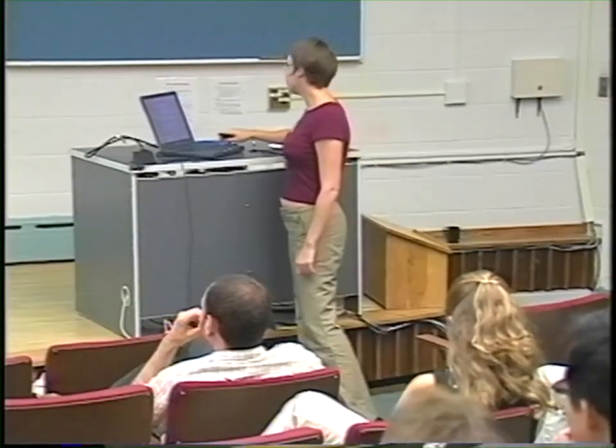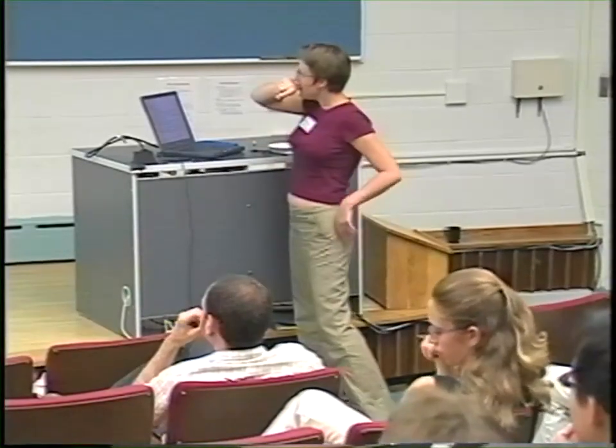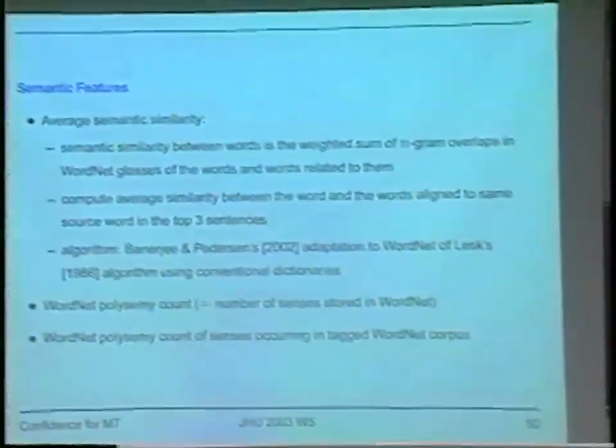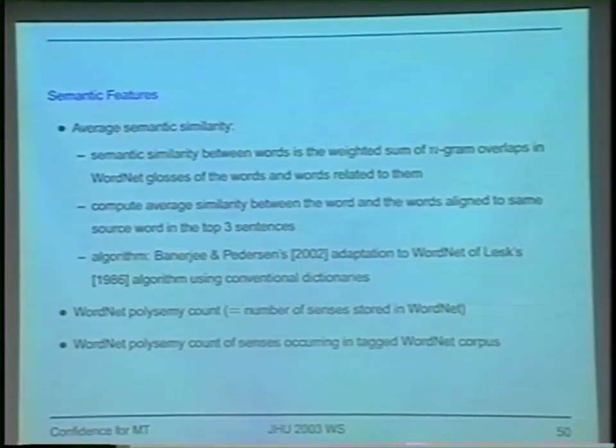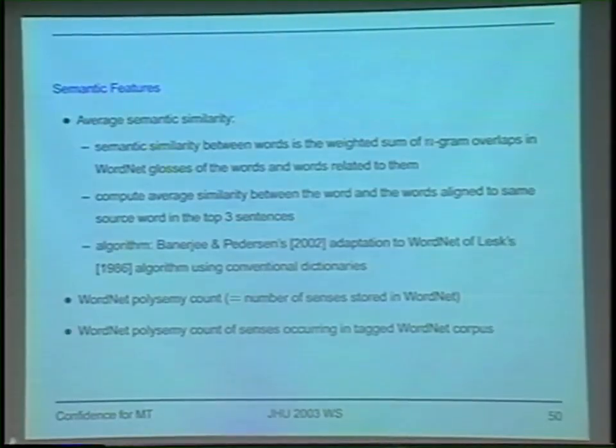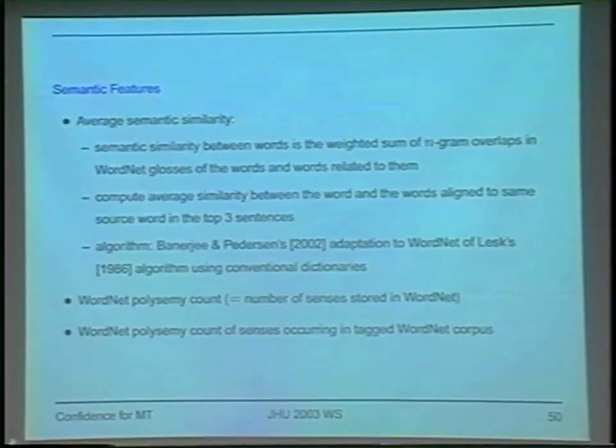So to say a bit more about the semantic features, the first one was the average semantic similarity. So if we want to compare two words and determine their semantic similarity, we compute the weighted sum of n-gram overlaps in the WordNet glosses of the words and words related as well. So if you look at the tree or hierarchy in WordNet, this computes the overlaps not only for those two words, but for other words contained in the subtree as well.